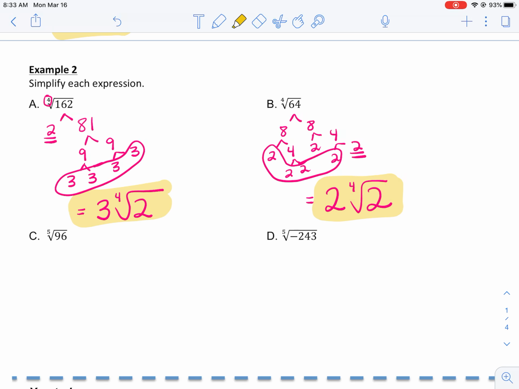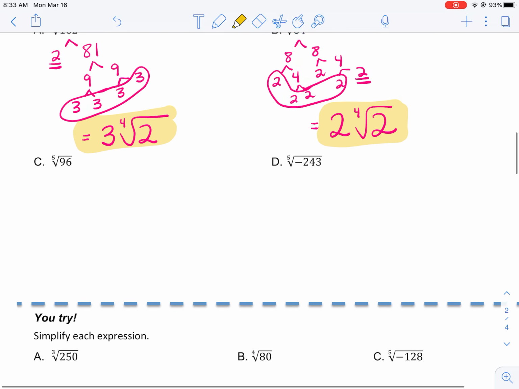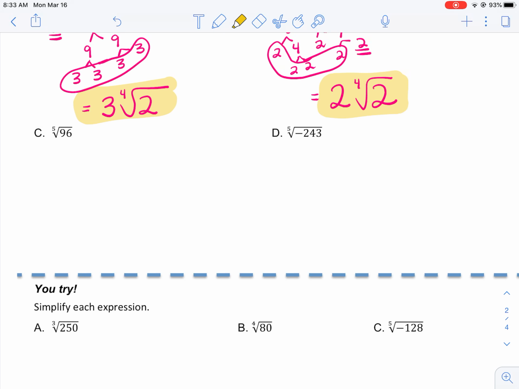Okay, and then the last set of examples, we're going to go ahead and take the 5th root. So this time we need 5 of a kind in order for the number to come out. So if we want to do the 5th root of 96, the first thing we can do is divide that by 2. We get 2 and 48. And then we can do 2 and 24. And then we can do 2 and 12, 2 and 6, 2 and 3.